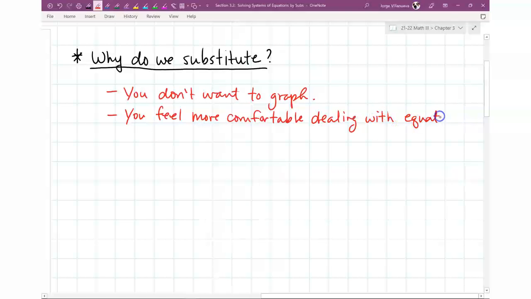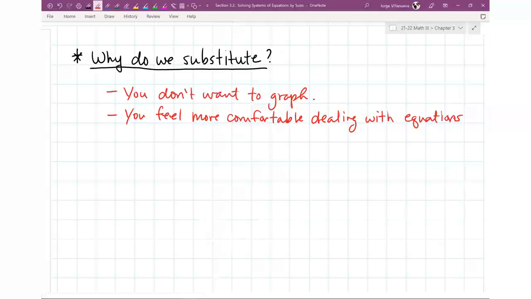In other words, you don't mind adding and subtracting to one side. You don't mind dividing, right? Like it's not scary for you to say, oh, I have a 2x over here. Let me move it to the other side by subtracting it or adding it. So you don't mind doing that. So if that's not a big deal, then why not try substitution, right? Especially if you hate graphing, right?